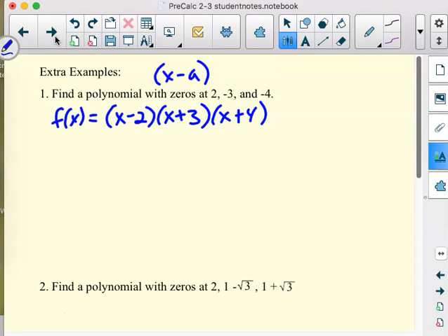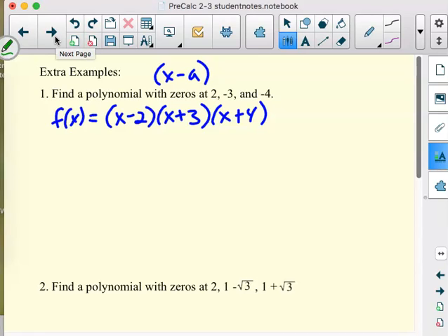We want to find a polynomial, and most of the time the instructions we give you on the test will be find a polynomial in standard form, because we want you to start with this, but then we want you to go ahead and multiply this out and see what that polynomial would look like. So it's a good idea to find the two easiest sets of parentheses and multiply those first.